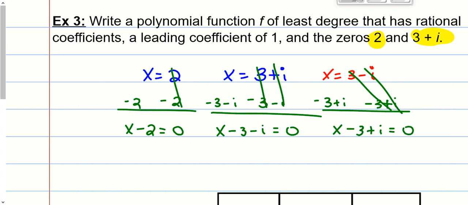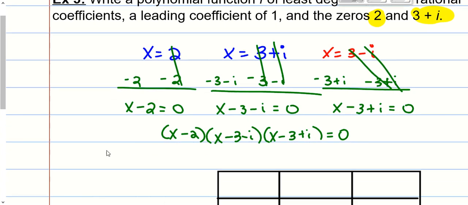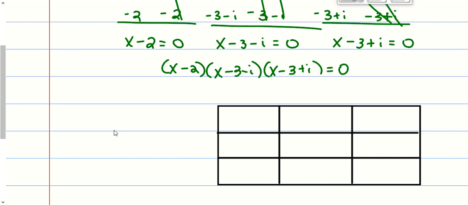From that point, remember we're working backwards, so before we got to this point, they would all be written together in one equation. We would have x minus 2 times x minus 3 minus i times x minus 3 plus i, all equal to 0. So when we are going to work this out, we're going to box it, and guys, please make sure you pay very close attention to this: any and every time you have i's involved, always, always, always multiply your i's together first.